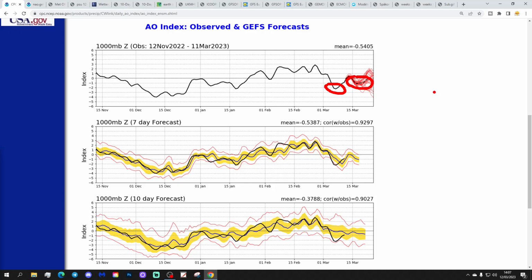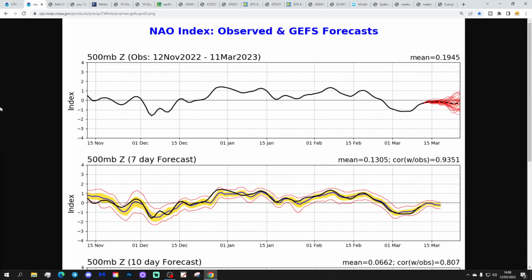And with the AO going negative again, that could be a signal that we've got to watch out. Maybe not for anything quite as severe as we had through the first week of March, but we've probably got to watch out for further cold snaps coming and going. Not sustained, but cold snaps coming and going, probably through the rest of the month.